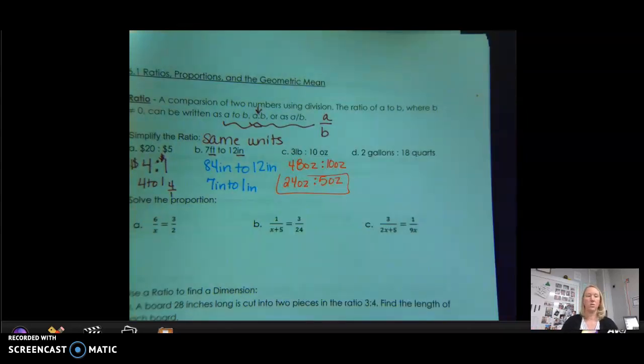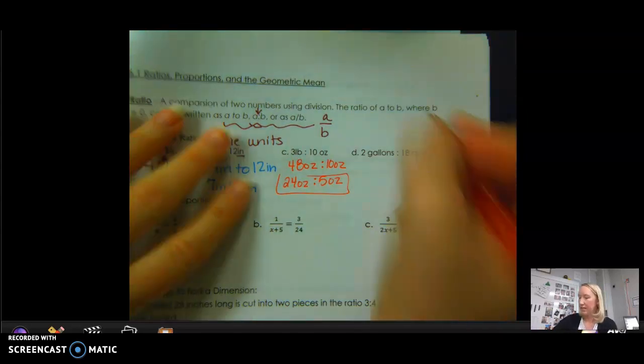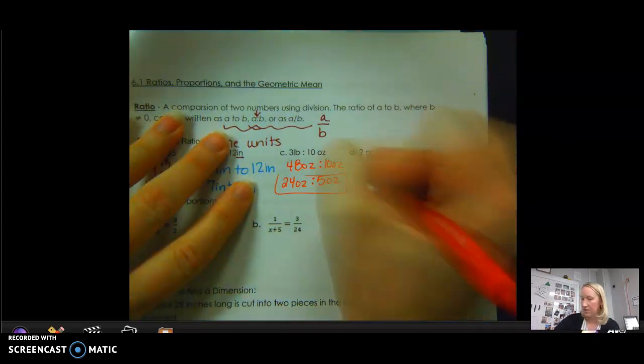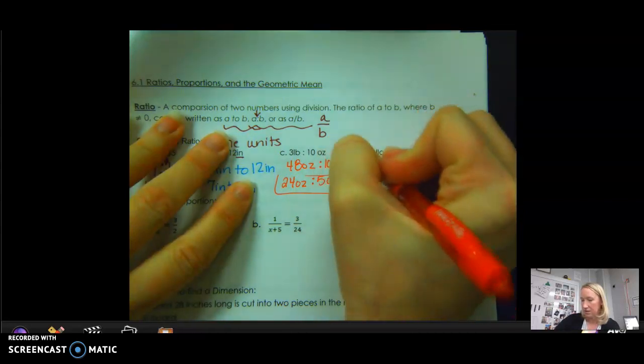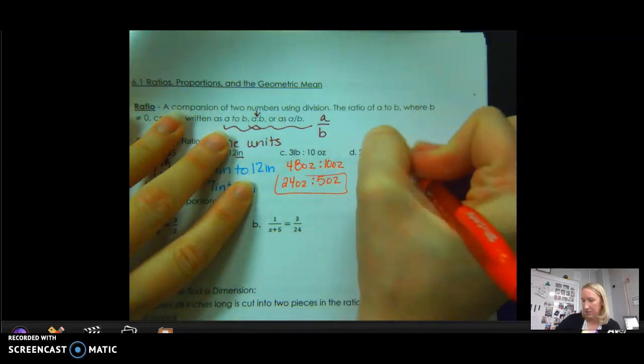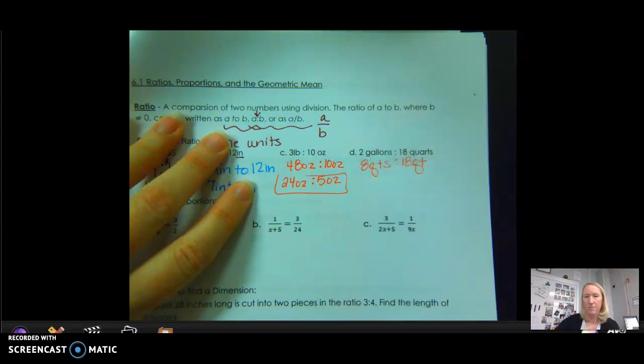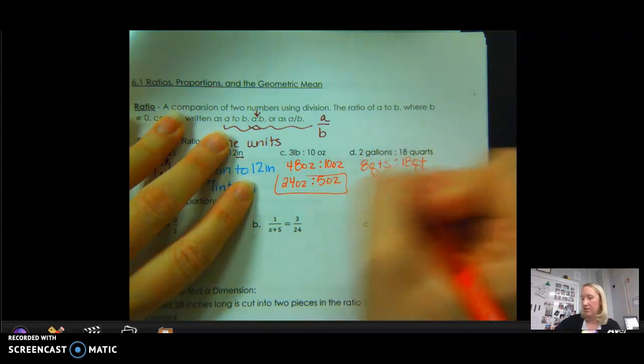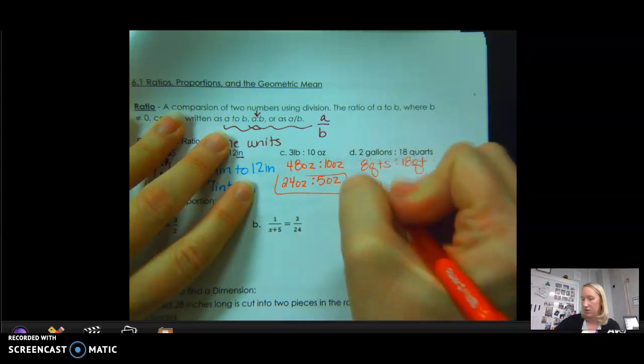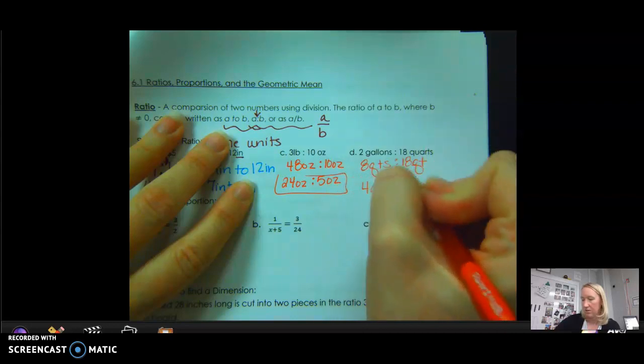2 gallons to quarts, 4 quarts in a gallon. So we're going to do 4 times that, which is 8 quarts to 18 quarts. Okay, and then reduce that down. I'm going to divide by 2, so that gives me 4 quarts to 9 quarts.